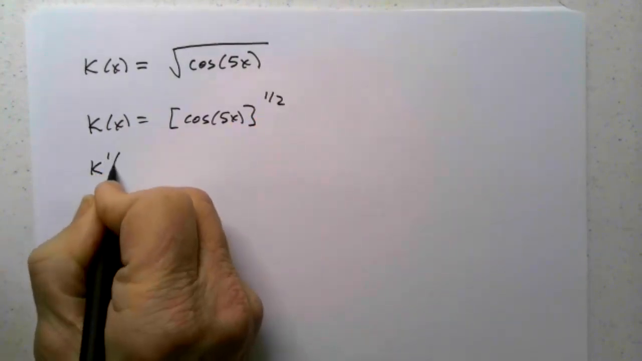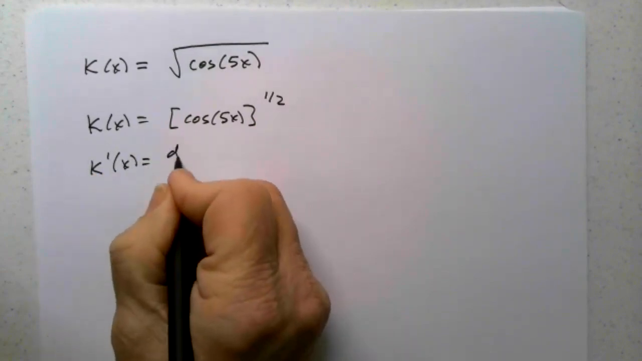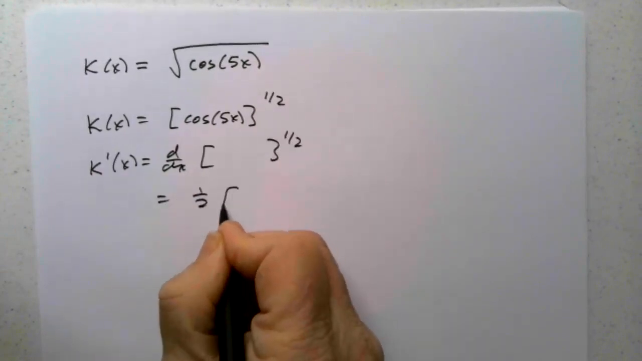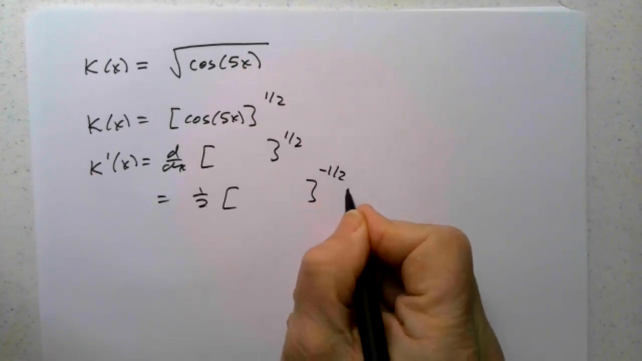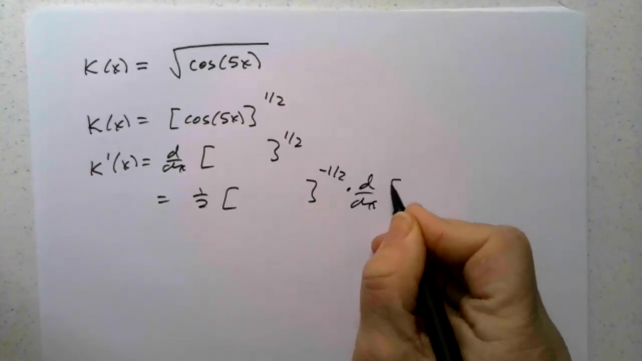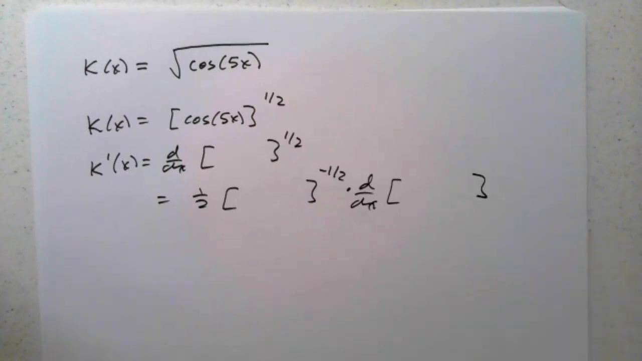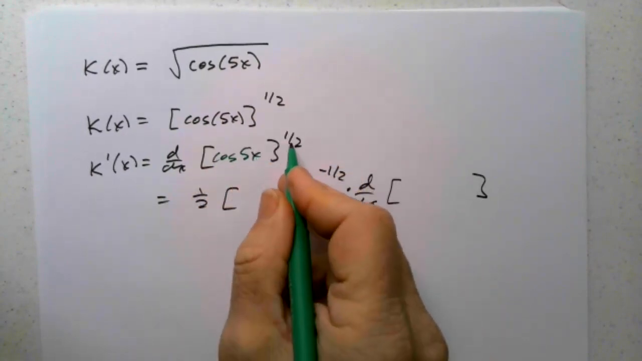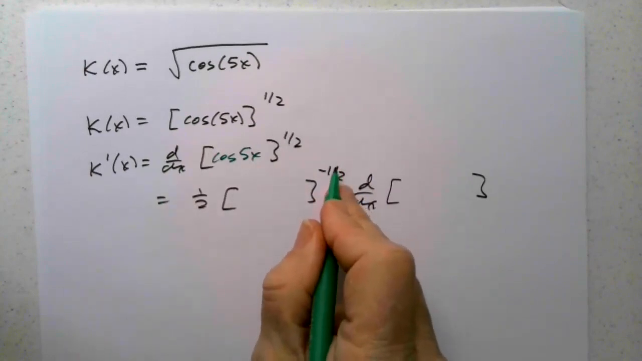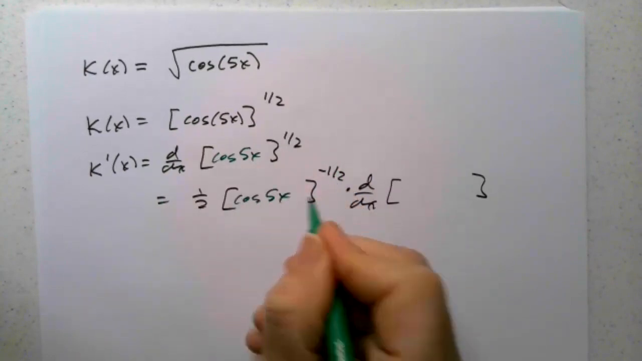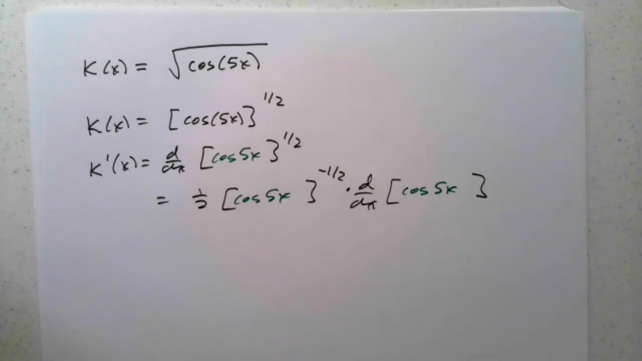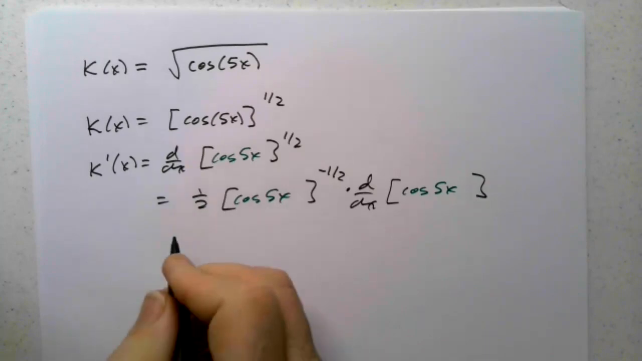So k prime of x is the derivative of something to the 1/2 power, which is 1/2 something to the negative 1/2 times the derivative of the something. The something, of course, being cos 5x. So you pull the 1/2 down, decrease it by 1, 1/2 minus 1, negative 1/2. So it's 1/2 cos 5x to the negative 1/2 times the derivative of cos 5x, which is going to be another chain rule for us to work with.